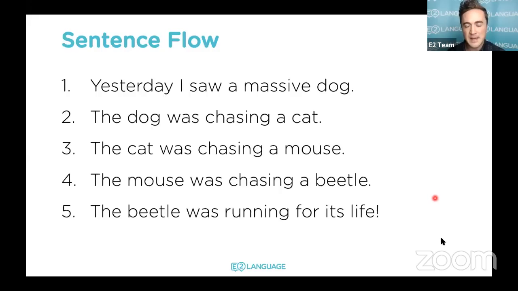Yesterday, I saw a massive dog. So there's the object, a massive dog. And you can see that then that becomes the subject of the following sentence. The dog was chasing a cat. A cat, object, becomes subject. The cat was chasing a mouse. A mouse, object, becomes subject. The mouse was chasing a beetle. Object becomes subject. The beetle was running for its life. This is a well-constructed paragraph, although very simple. It follows that rule that I was just talking about.